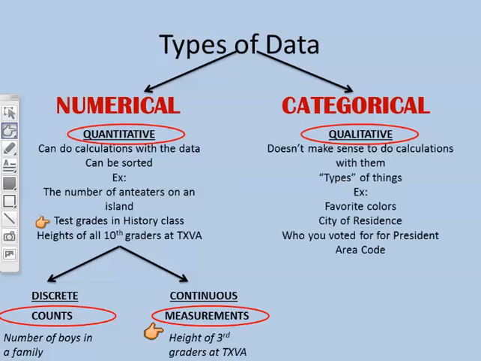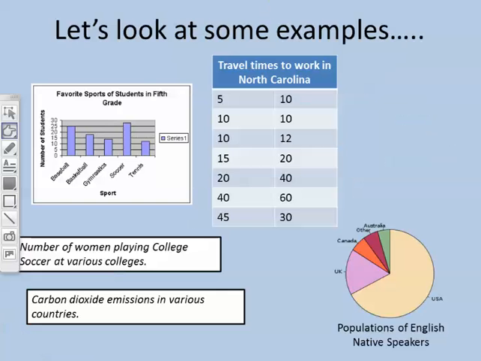The height of the third graders. Third graders are constantly growing. Trust me, they get taller. And with that thought in mind, the height of the third graders is something that you need to be aware of. It could be something that is not a discrete set of information. Okay? So let's look at some examples of this.